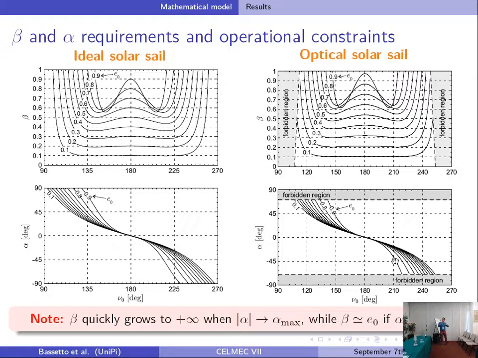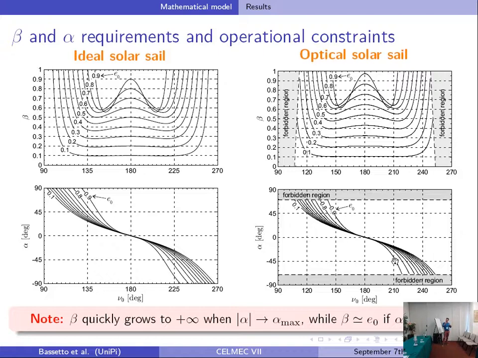These are finally the results in terms of required lightness parameter and alpha that take into account the operational constraints on the initial conditions. Note that beta quickly grows to plus infinity when the modulus of alpha tends to its maximum value, which is 90 degrees for an ideal solar sail and, as I mentioned before, 74 degrees for an optical solar sail. Now I would like to draw your attention to this figure in particular.